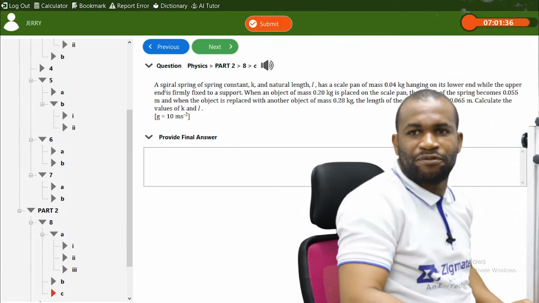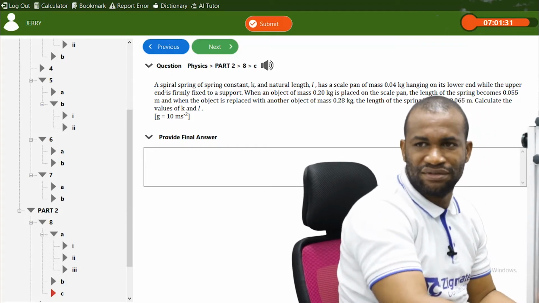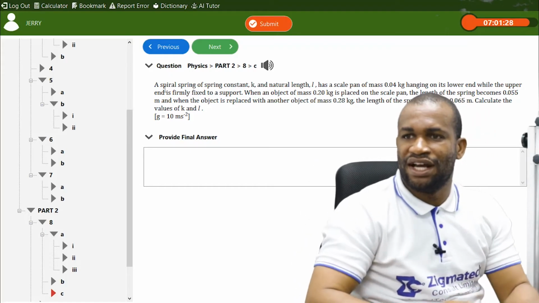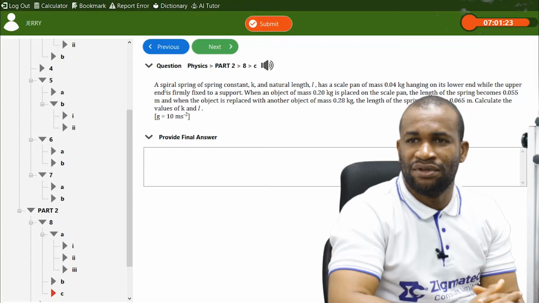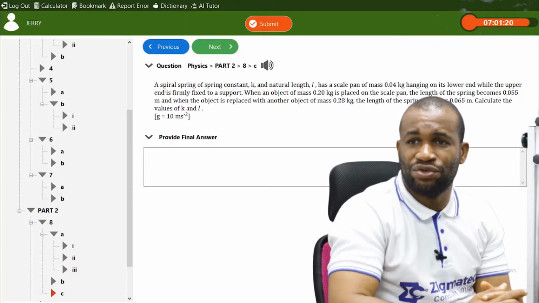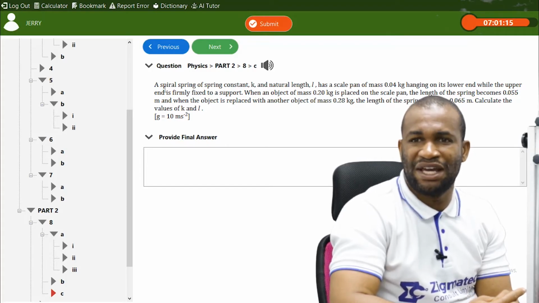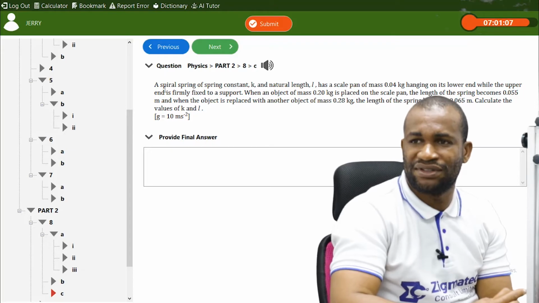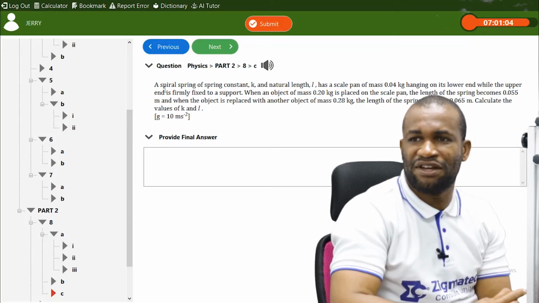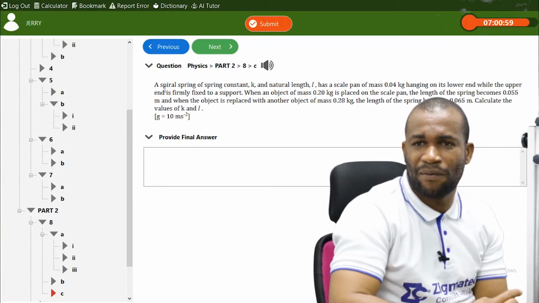Now, a spring of spring constant K, natural length L, has a scale pan of 0.04 kg hanging on its lower end, while the upper end is firmly fixed to a support. When an object of mass 0.20 kg is placed on the scale pan, the length of the spring becomes 0.055 meter, and when the object is replaced with another object of mass 0.28 kilogram, the length of the spring becomes 0.065 meter. Calculate the value of K and L, and g is 10 meters per second square.